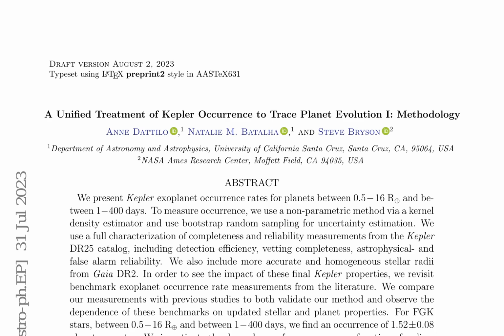The occurrence between 1 and 400 days and 0.5 to 16 R⊕ is 1.05 ± 0.09 planets per F-star, 1.26 ± 0.09 planets per G-star, and 1.61 ± 0.13 planets per K-star, indicating a significant increase in planet occurrence toward cooler stars.